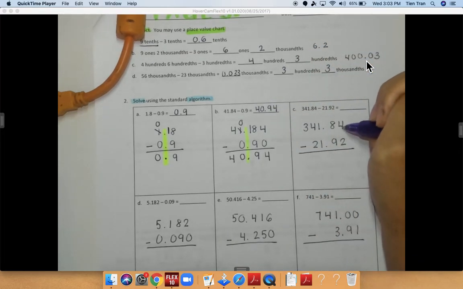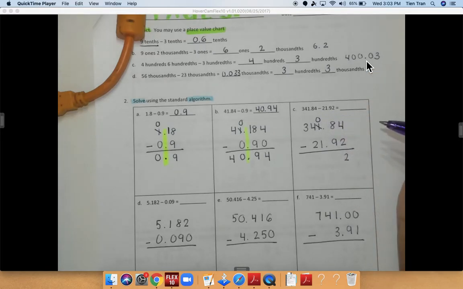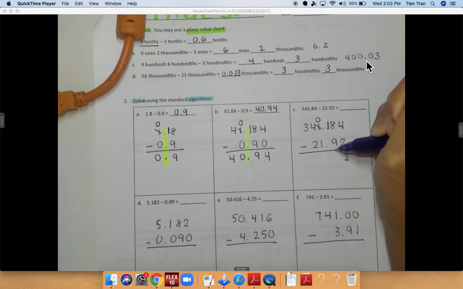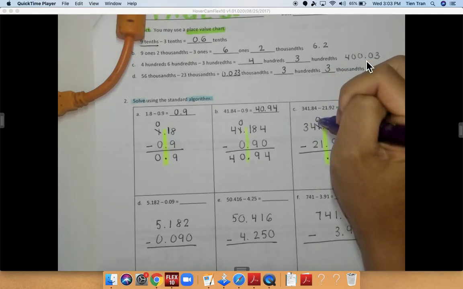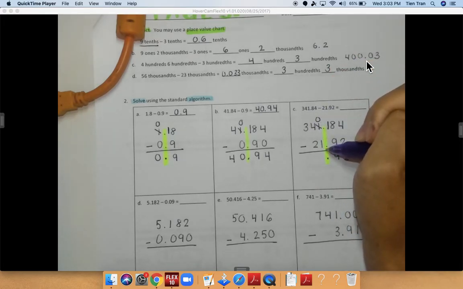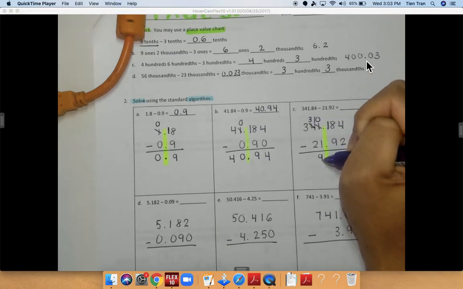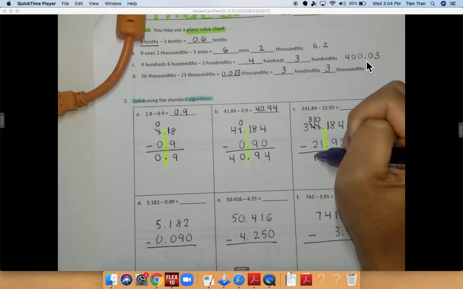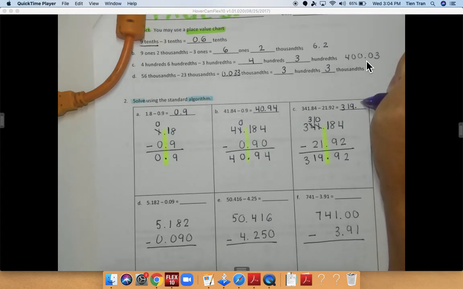On the other side, I have 4 minus 2, which is equal to 2. 8 minus 9 is not possible. I need to borrow. 1 changes to a 0. 18 minus 9 is equal to 9. Now look here, we have a decimal, so I need to make sure I bring it down. 0 minus 1 is not possible. I need to borrow again. 10 minus 1 is equal to 9. 3 minus 2 is equal to 1. And bring down my 3. So I have 319 and 92 hundredths.